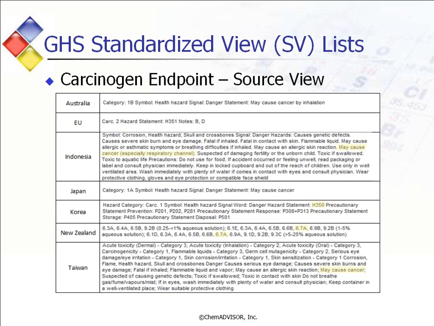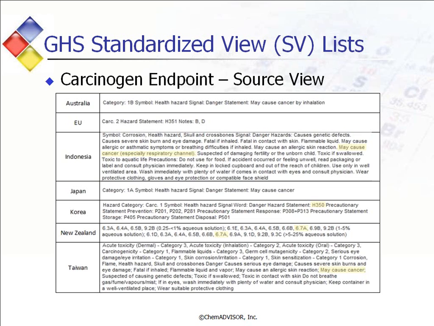Japan, we just looked at. Korea, we have the endpoint for the category, carcinogen category 1. Symbol is health hazard, signal word is danger. The hazard statement is H350, but there's no statement itself, just the code. And then the precautionary statements for prevention, response, storage, and disposal, we have the codes only from the Korean source.